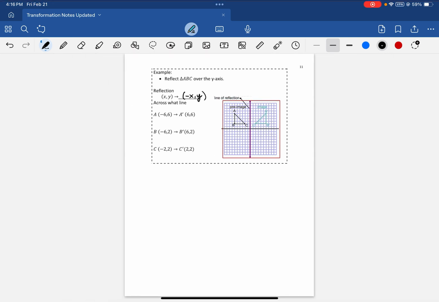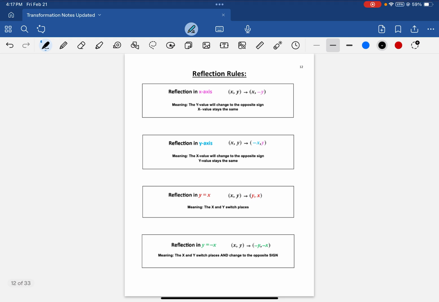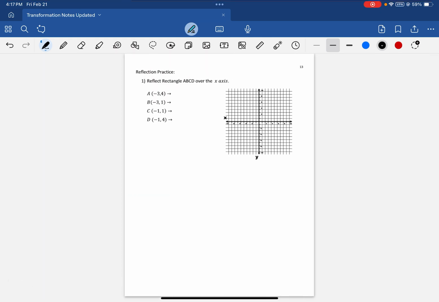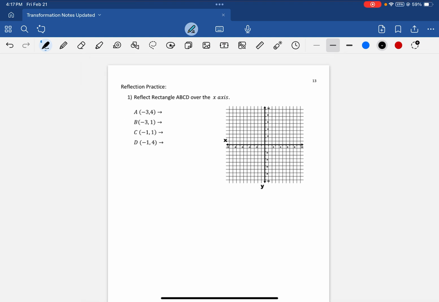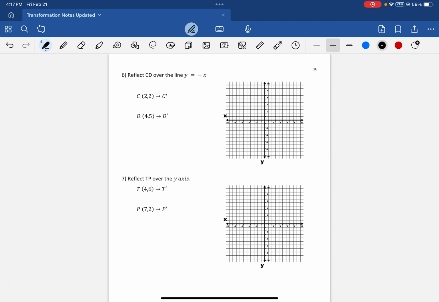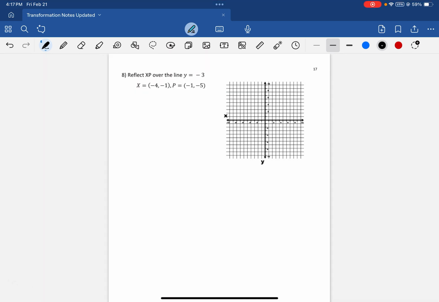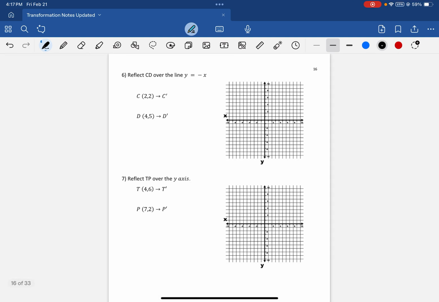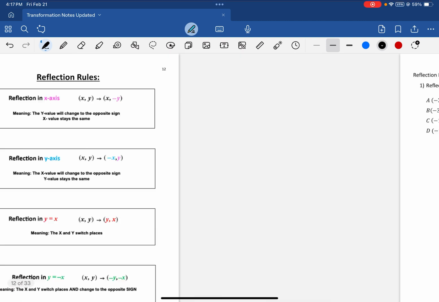Now what I want you to do is numbers 1 through 8 in your notes where it says reflection practice. You need to do these in groups or partnerships and then pass them off and make sure that your answers are correct. If they're not graphed, you need to graph them and rewrite the new points. The new points need to be written, and you need both images, the pre-image and the image. That's what I expect you to do.